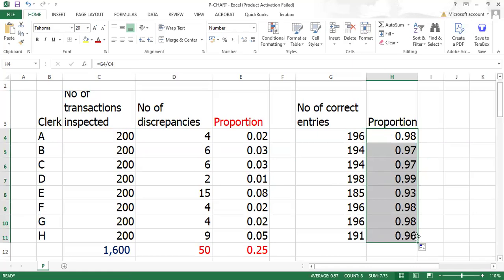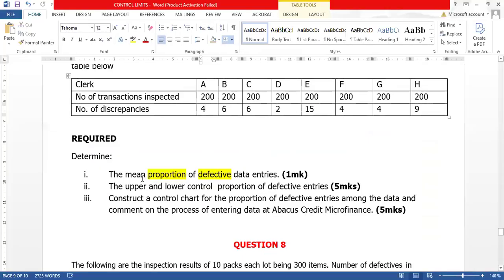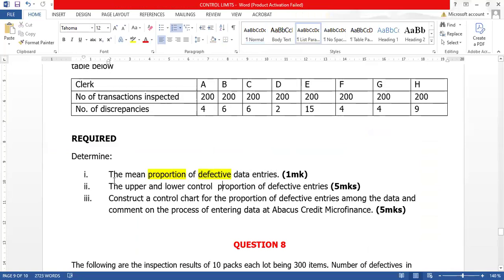In a scenario where the examiner has said that you look for the mean proportion of the correct data entries. Here you're looking for the mean proportion of the defective. But in the next question, you can find that he has said that you look for the proportion of the correct data entries. Is that clear?